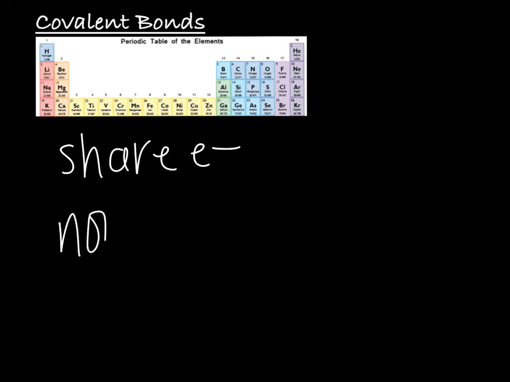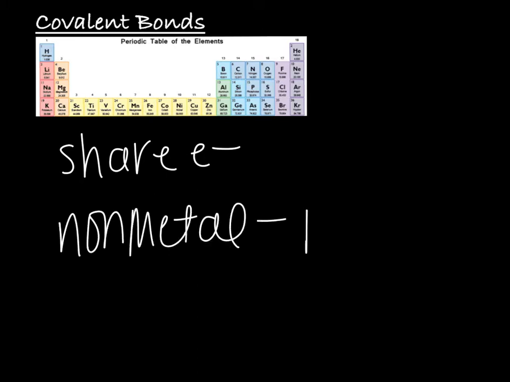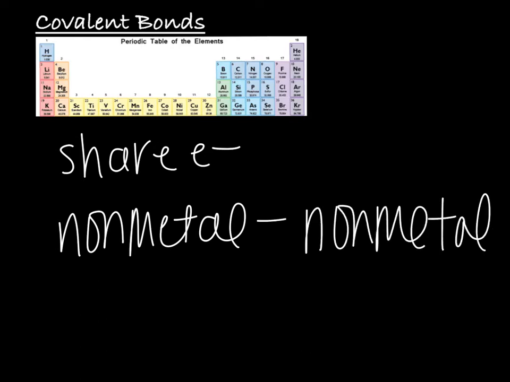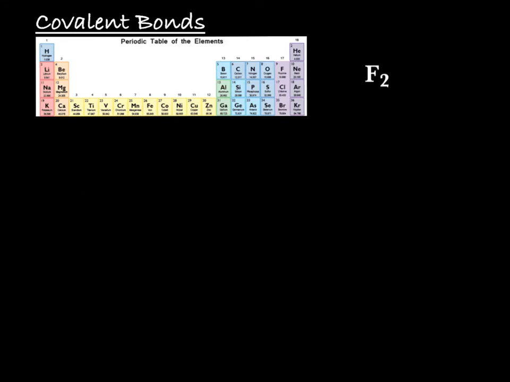So it is nonmetal to nonmetal. Okay, so unlike ionic bonds, where they were a metal and a nonmetal, this is two of the same kind of element. Both are nonmetals. There are three types of covalent bonds that we can have. The first one that we have is called a single bond.